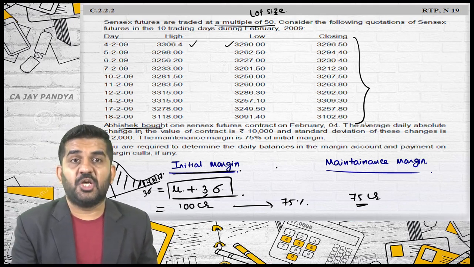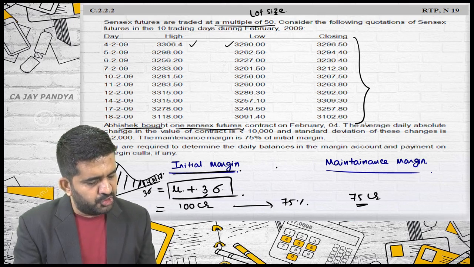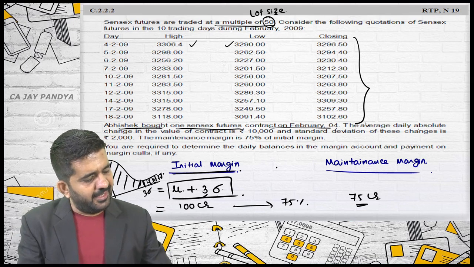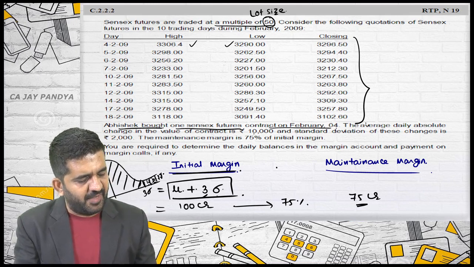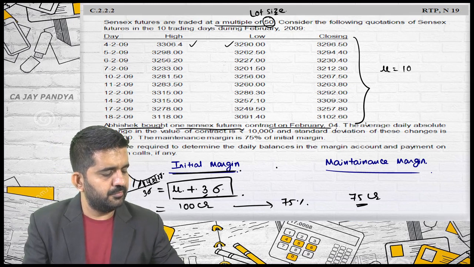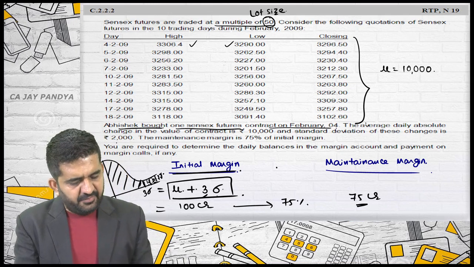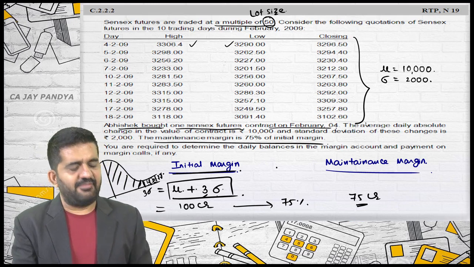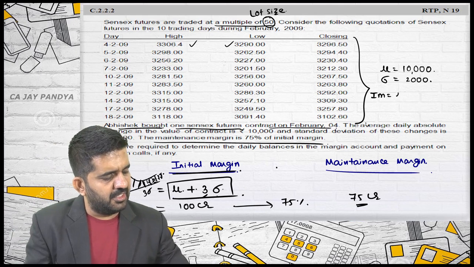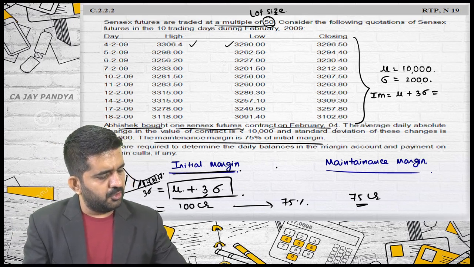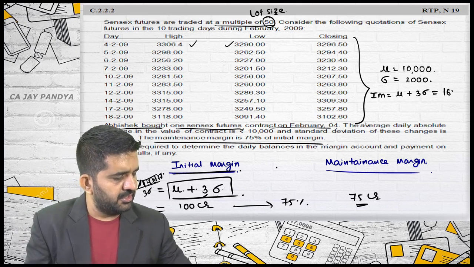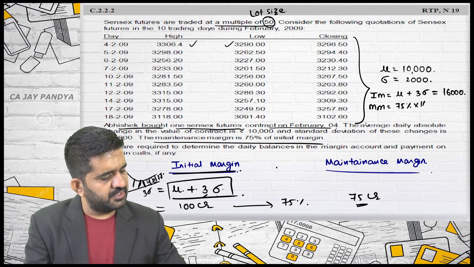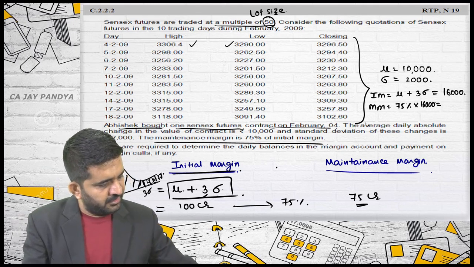Abhishek bought, means Abhishek was bullish. One Sensex future contract is in multiple of 50, on February 4th. The average daily absolute change in the value of the contract is 10,000. This is new. Standard deviation of this changes is 2,000. The maintenance margin is 75% of initial margin. Initial margin will be average plus 3 standard deviation, which is 10,000 plus 6,000 is 16,000, and maintenance margin will be 75% of 16,000. This is 12,000.